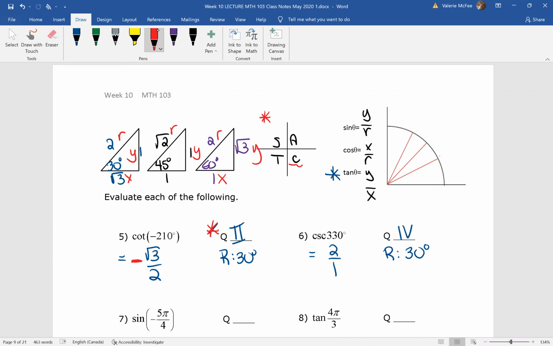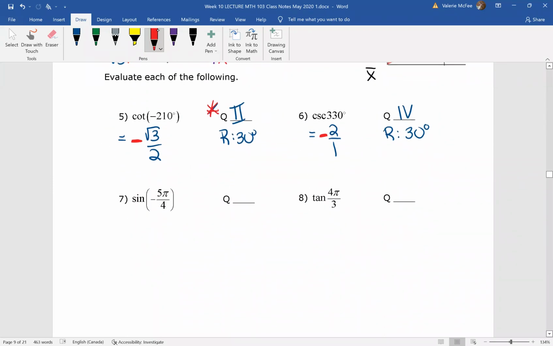Cosecant of 330 degrees is in quadrant 4, 30 degrees away from 360. That's our reference angle. Cosecant is the reciprocal of sine. So we're looking for r over y, or 2 over 1. In quadrant 4, only cosine is positive. I need a negative sign here. 2 more questions for you.